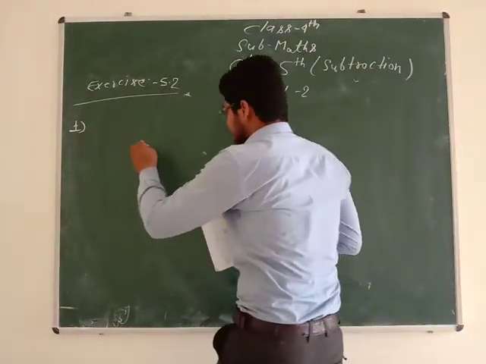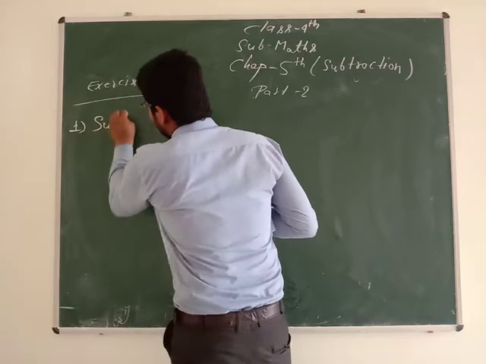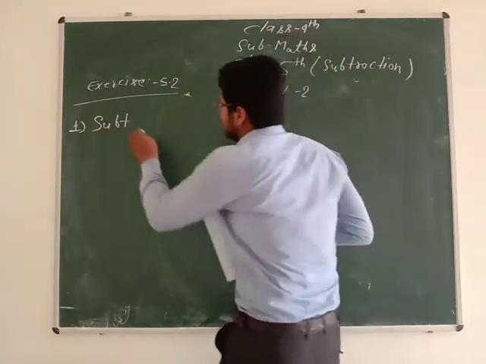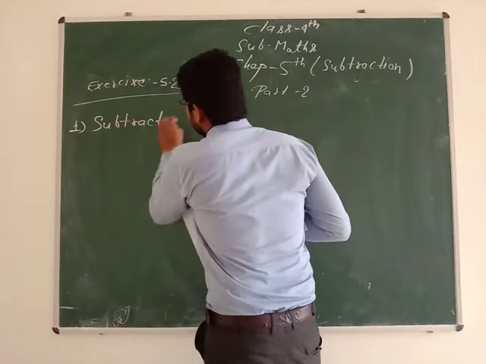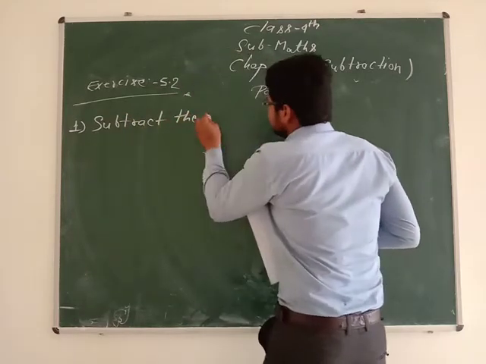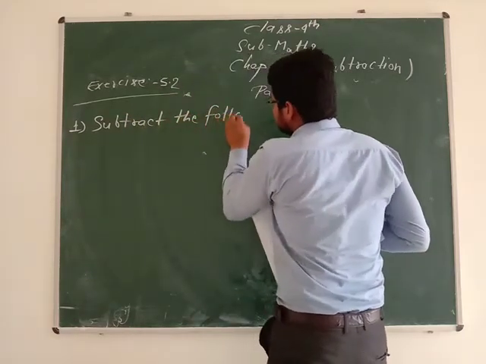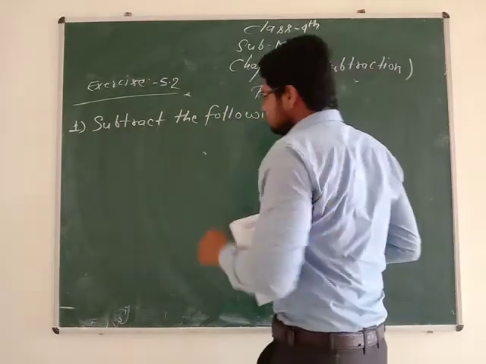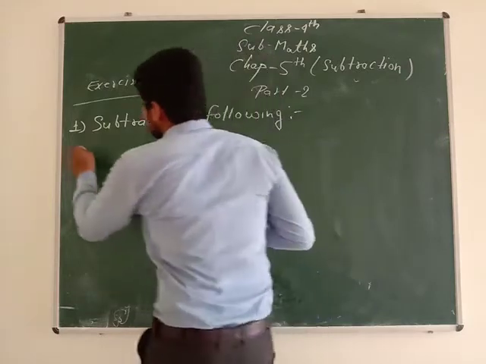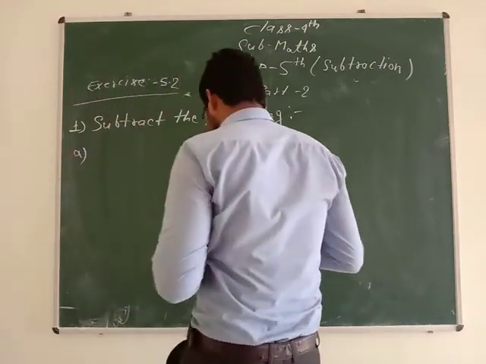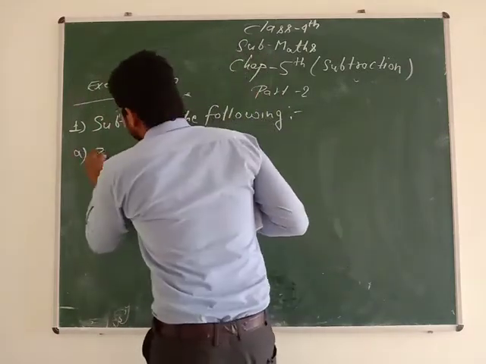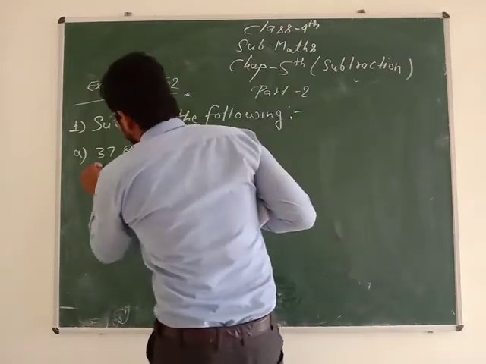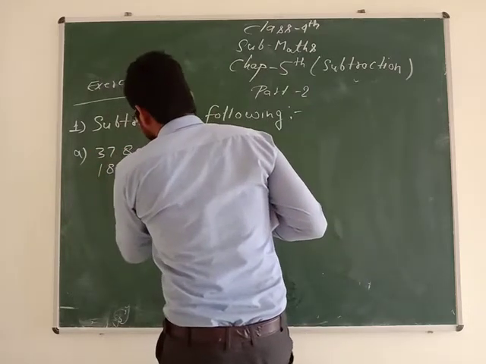The first question is subtract the following. As you all know, this chapter is fully based on subtraction. So the first question is subtract the following. A: 37,804 minus 18,503.